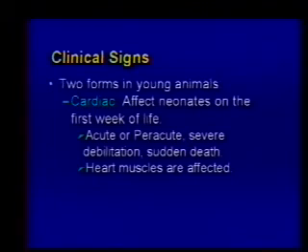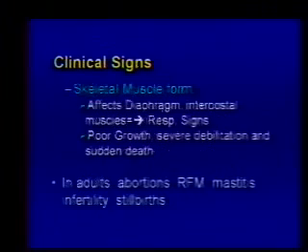This affects neonates in the first week of life. Acute or peracute severe debilitation, sudden death. The heart muscles are affected. This is commonly referred to as Mulberry heart disease. You see it in pigs, you see it in calves, and in lambs, and it is basically a degeneration of the cardiac muscle. The skeletal form affects the diaphragm, the intercostal muscles, and the animal presents with respiratory signs. There's also poor growth with severe debilitation and sudden death.